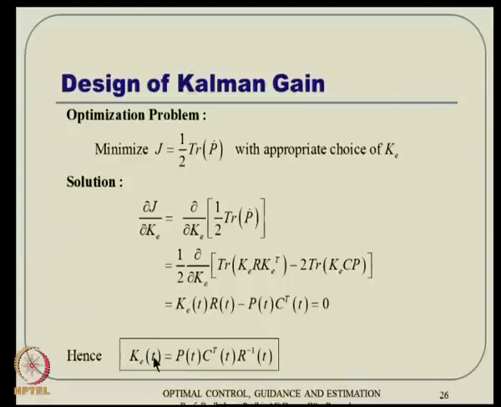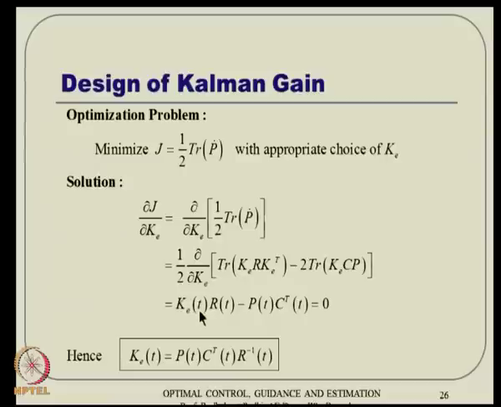0, that means if I solve for K E, it takes the form of, remember, K E times R is equal to P times C transpose. So, R is on the right hand side, so you have to take the right hand side inverse only, we do not have a choice of the left side.